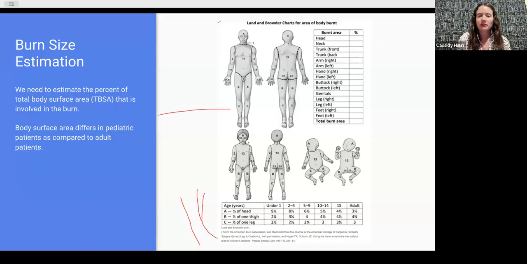So you can see how it's divided up for children and for adults. But remember, the head is going to encompass quite a bit higher percentage as compared to an adult. So if you have an infant under the age of 1, it's about 9.5% for one half of the head, as compared to an adult, where half of the head is about 3.5%. So remember to be thinking about this in terms of infants, young kids, and then adults.